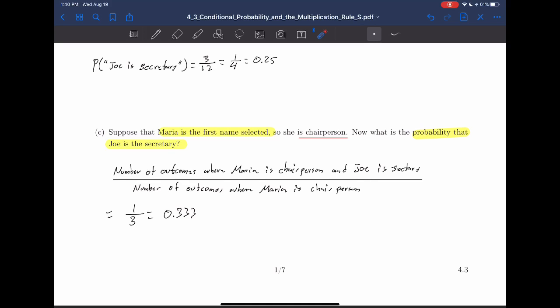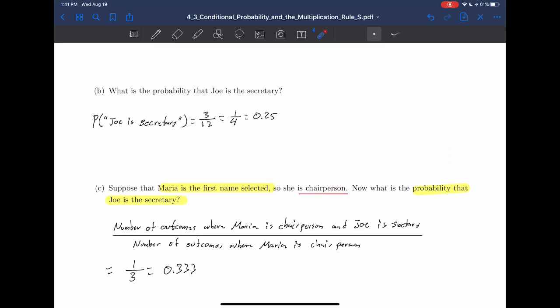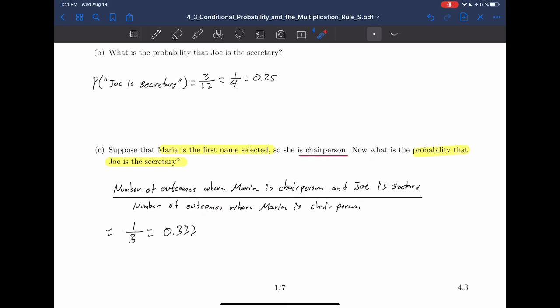Our extra information was Maria was first selected. So notice that the probability of Joe being secretary is different than the probability of Joe being secretary given that Maria was first selected as chairperson. They're two completely different answers. And notice that this answer has a higher probability than this.